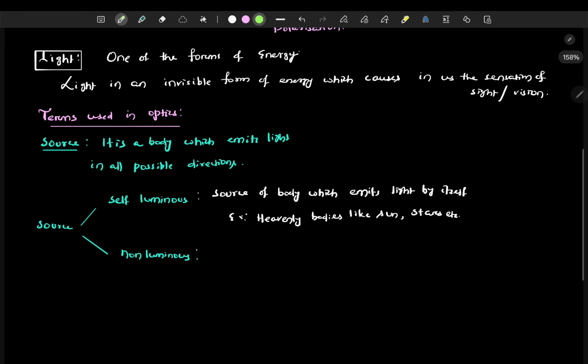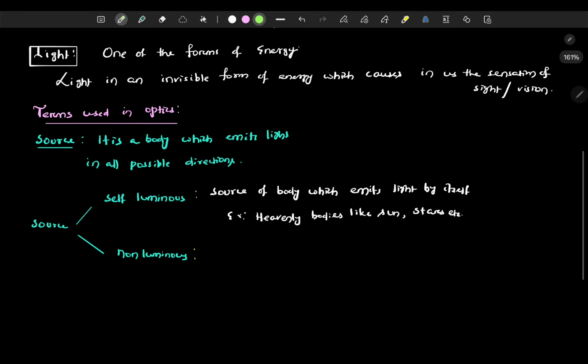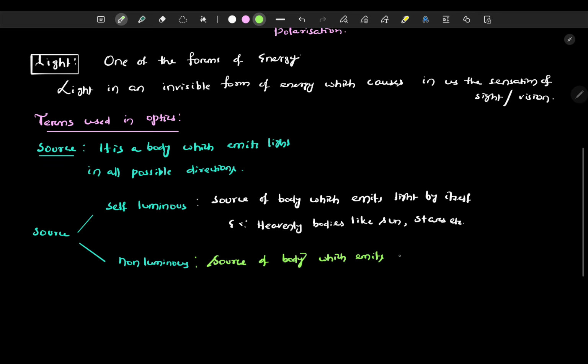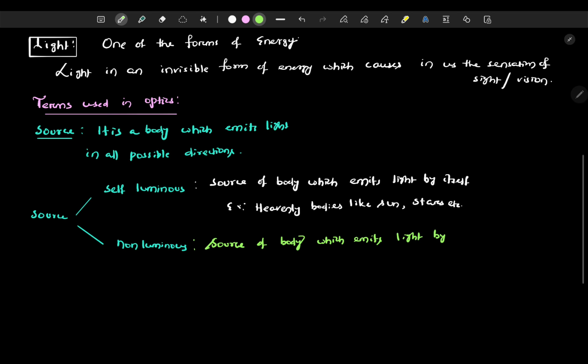Next is non-luminous. Non-luminous means a source or body which emits light with the help of others. For example, the moon. You may also refer to objects around us, books, chairs, etc.; they are all non-luminous. So this is about source. It is a body which emits light in all possible directions, and it is of two types: self-luminous and non-luminous sources of light.